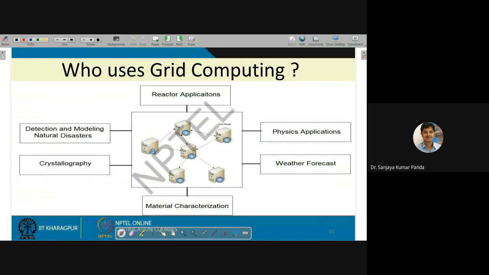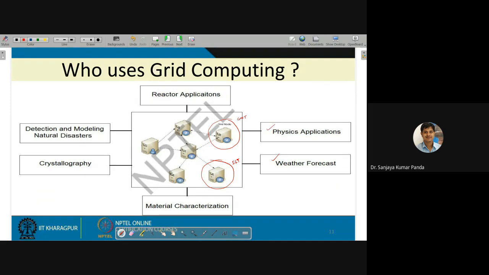Here you can see there are different types of grid nodes, and these grid nodes may not belong to the same organization. They may belong to different organizations. Maybe the time zones of these organizations are also different. One may belong to Greenwich time, GMT, another may be in Indian Standard Time, another in some other standard time. But together they create a single system image, providing a virtual organization to run different kinds of projects, like weather forecasting, which I already told you.